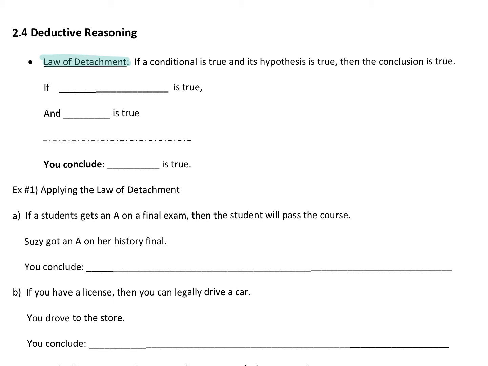Law of detachment says if your conditional is true and the hypothesis is true, then we can say that the conclusion is true. The conditional is the if P then Q statement, right? Basically, we're saying if P then Q is true, so our conditional statement is true, and the P portion of it is true, so the hypothesis is true, then we can say the conclusion, the Q part, is also true, okay?